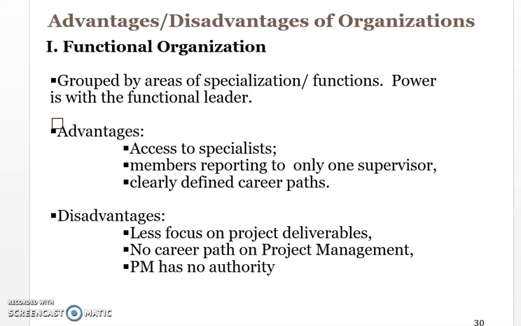Advantages and disadvantages of organizations. Functional organization groups by areas of specialization of functions. Power is with the functional leader. Advantages: access to specialists, members reporting to only one supervisor, clearly defined career paths. Disadvantages: less focus on project deliverables, no career path in project management. The PM has no authority at all. These are all we have discussed.